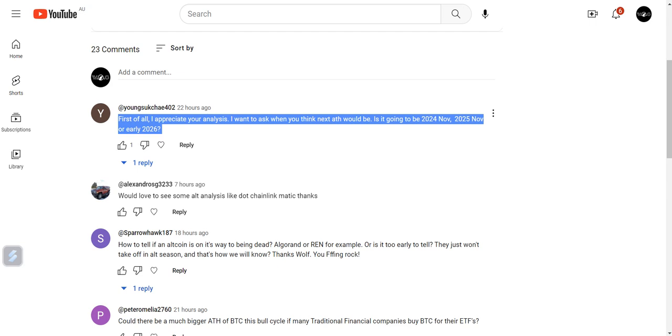So that's the answer to that question. And by next all-time high, I mean breaking 69K. I don't mean the next cyclical top. The next cyclical top will be Q4 2025 as per the 4-year cycle theory.